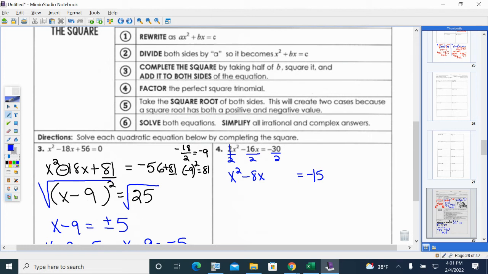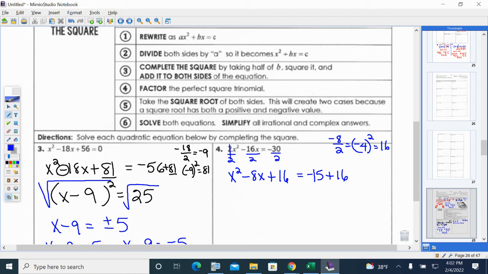Now, once we've done that, step number 3 says to complete the square by taking half of b, square it, and add it to both sides of the equation. So this is where we're creating that perfect square trinomial on the left. b is a negative 8. So negative 8 divided by 2 equals negative 4, and then we need to square that and get 16. So we're going to add 16 on both sides.